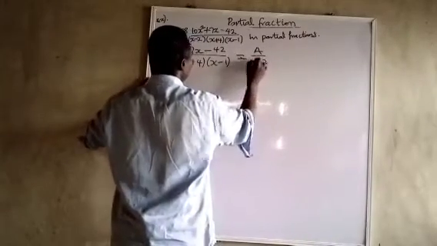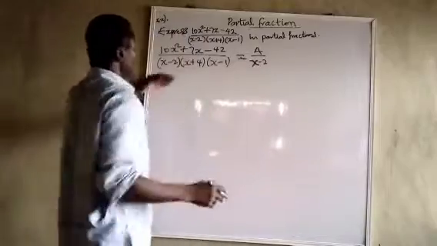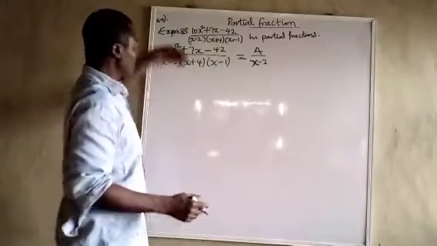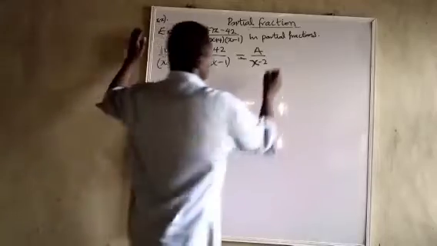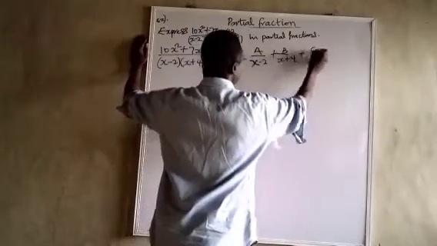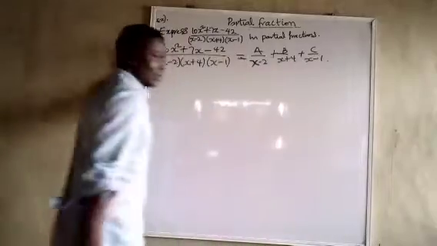Because you can see this one is cubic, so there's no point to fear. I think this one is also a cubic. We need to expand this and use it to divide this. So it is A over (x - 2) plus B over (x + 4) plus C over (x - 1).